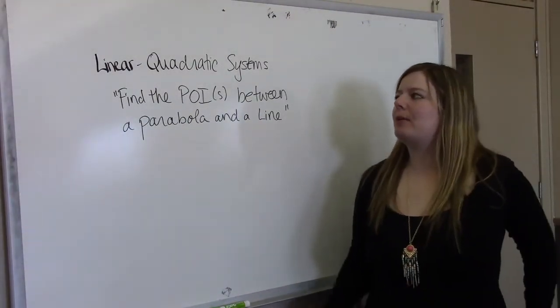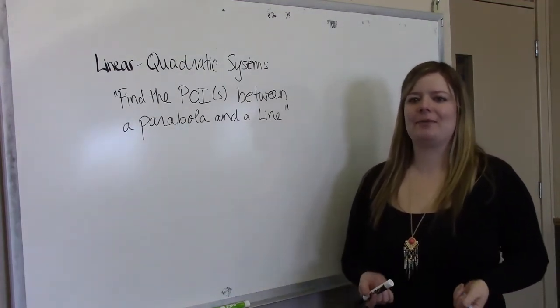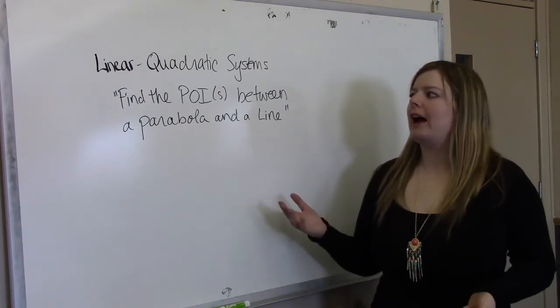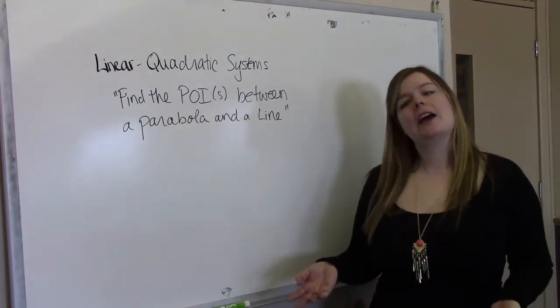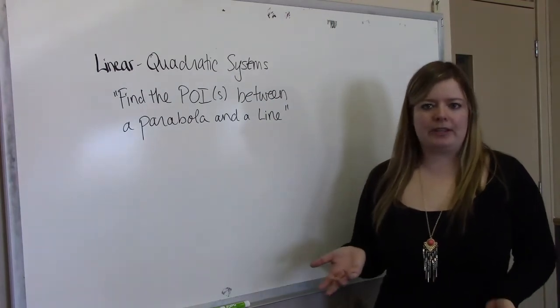Today we're learning about linear quadratic systems. So basically this is a really fancy way of saying we're going to learn how to find the point or points of intersection between a parabola and a line. That's all we're really doing.